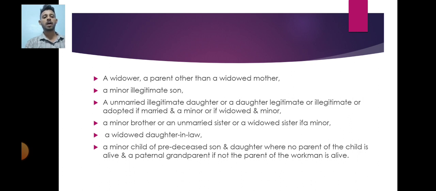a parent other than a widowed mother, a minor illegitimate son, an unmarried illegitimate daughter, or a daughter legitimate or illegitimate or adopted if married, and a minor or if a widow and minor. A minor brother or an unmarried sister or a widowed sister if minor. A widowed daughter-in-law. A minor child of a predeceased son and daughter where no parent of the child is alive, and a paternal grandmother if no parent of the workman is alive.